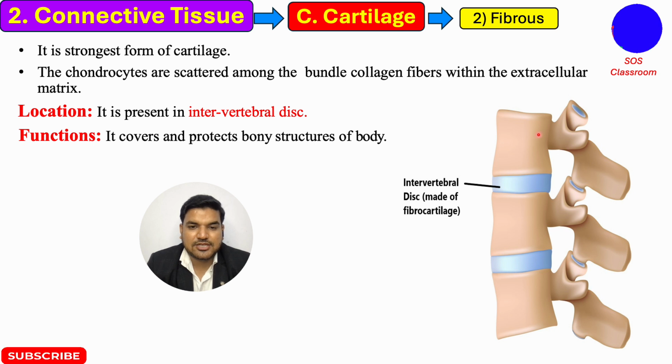So you can see this is the vertebra, this is the vertebra, this is the vertebra, and this is called the intervertebral disc, which is made by fibrocartilage. So this disc is made by fibrocartilage.